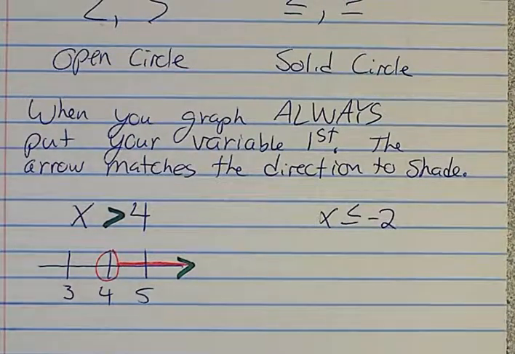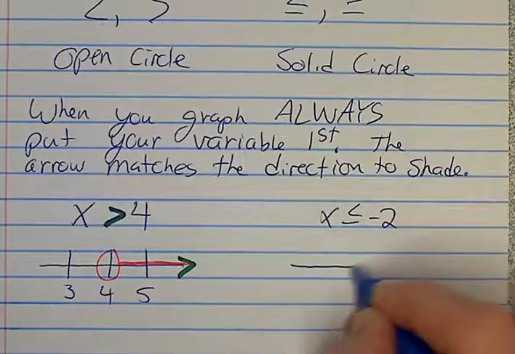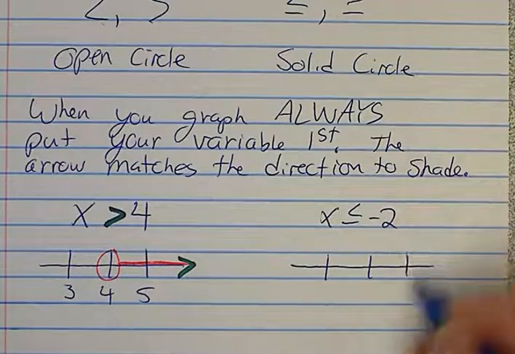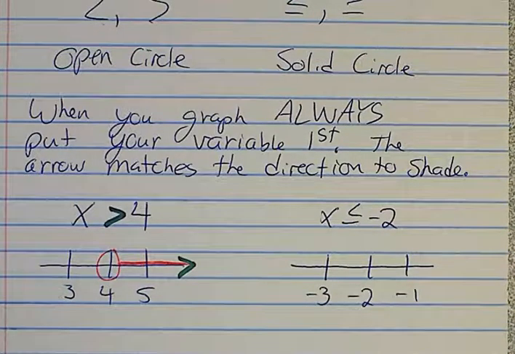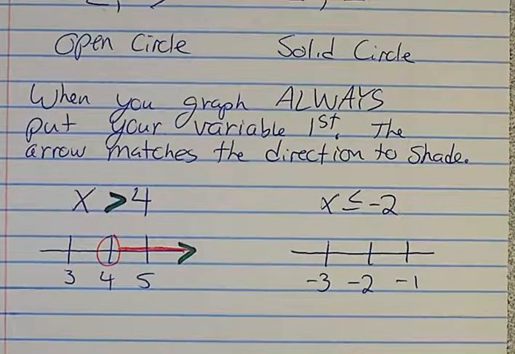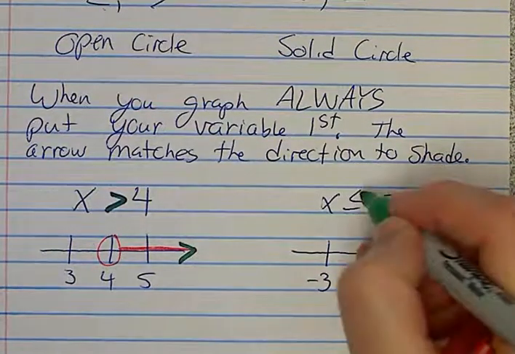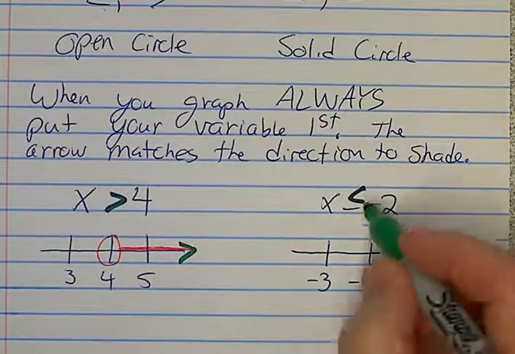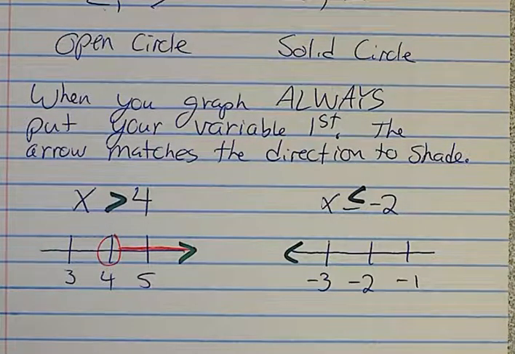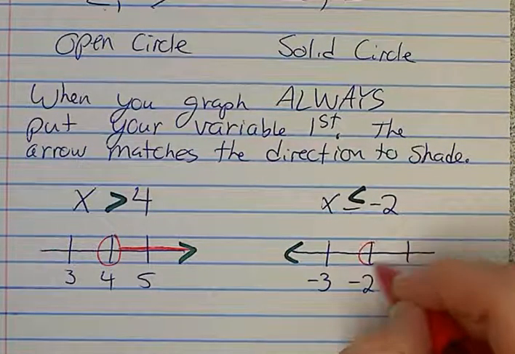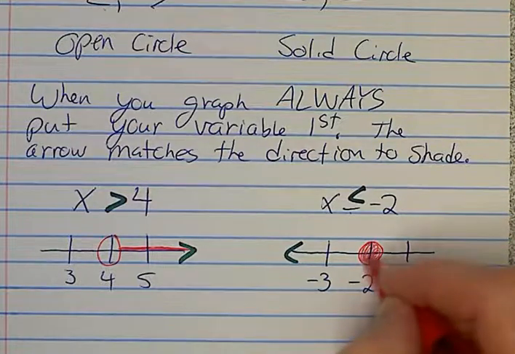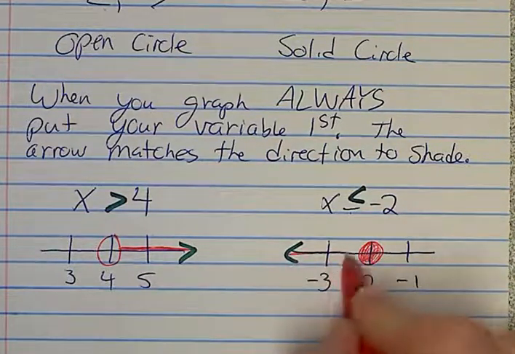All right, so let's go with x less than or equal to -2. -2, -1, and -3. Alright, and again, as long as you put the variable first, that less than arrow should be the same as what you're going to put here. This time you've got the bar underneath it, so I need a solid circle at -2. And just connect the arrow to the circle.